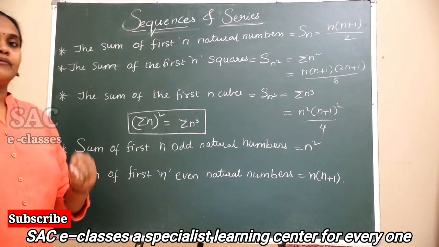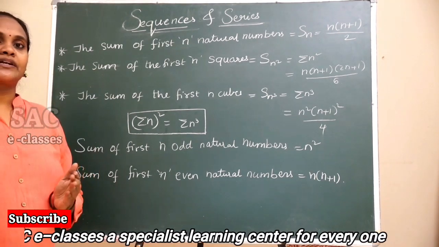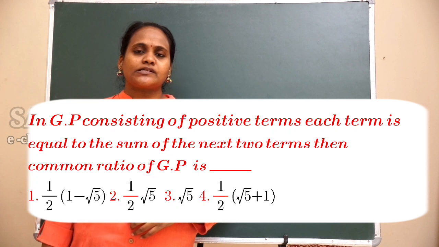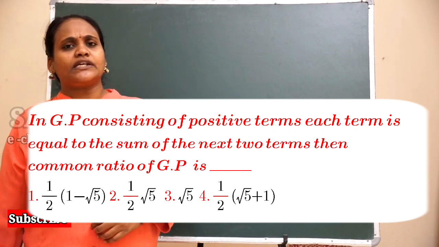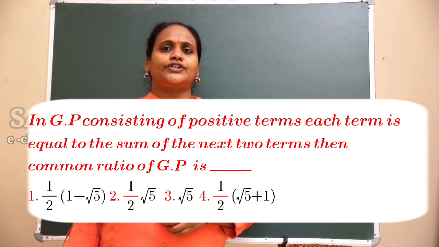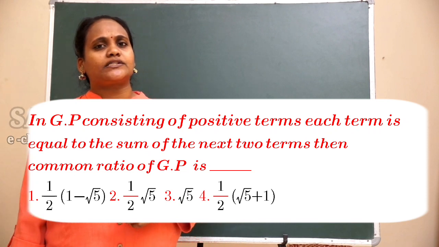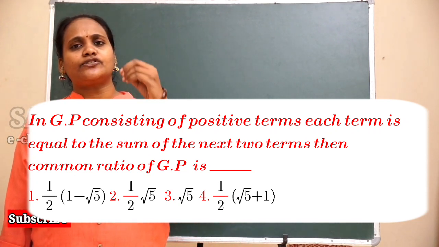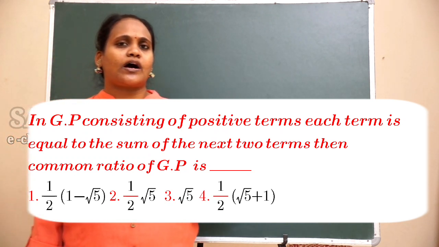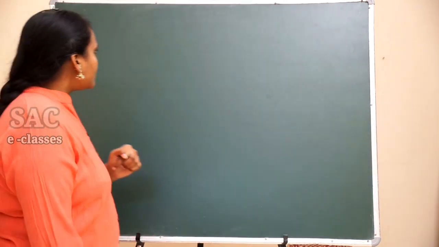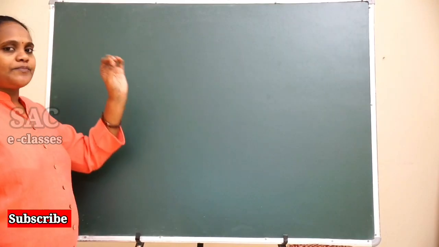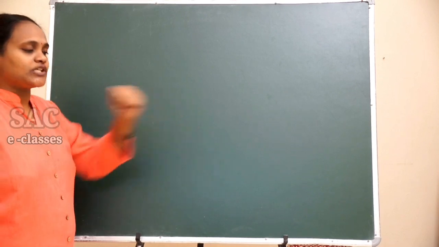Let's move to our PYQ sessions and some more expected problems for 2020. Our first problem is given in AEEE, and the problem is: in a GP consisting of positive terms, each term of the GP is equal to the sum of the next 2 terms of the GP, then what is the common ratio of the GP? Now observe the problem. They said each and every term in the GP is the sum of the next 2 terms.